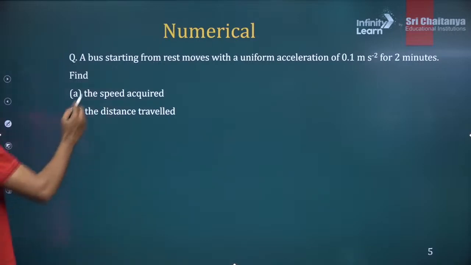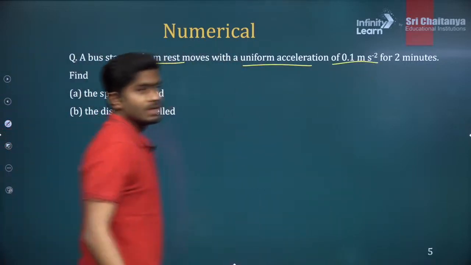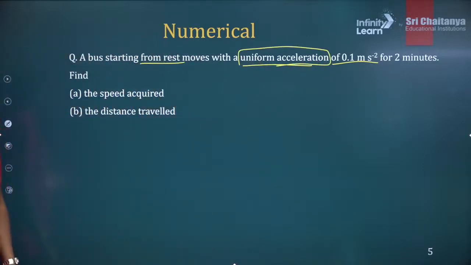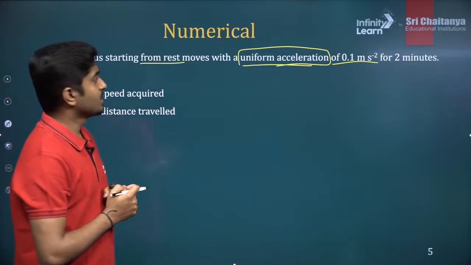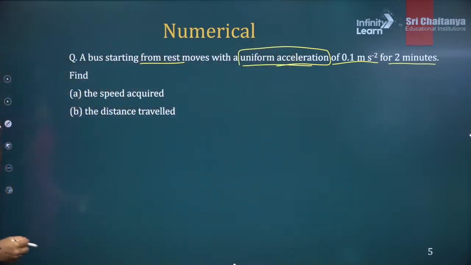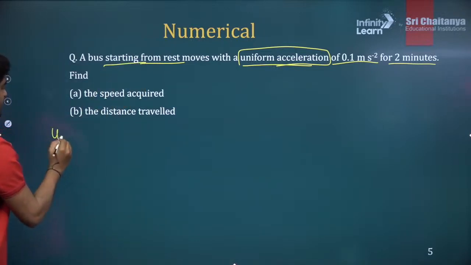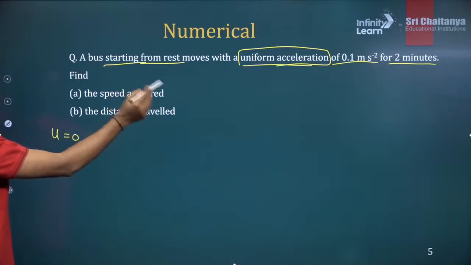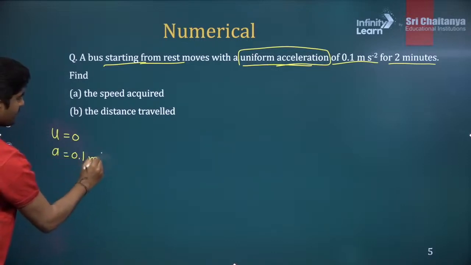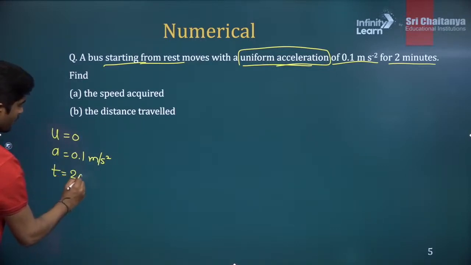Okay, I'll read the question. Bus is starting from rest, moves with a uniform acceleration of this much. So whenever it is said uniform acceleration or constant acceleration, that means we can use the equations of motion, okay, for 2 minutes and find these two quantities. So let's write down what are the known quantities. Starting from rest, that means the initial velocity is 0, then the acceleration is 0.1 meter per second square, time is 2 minutes.